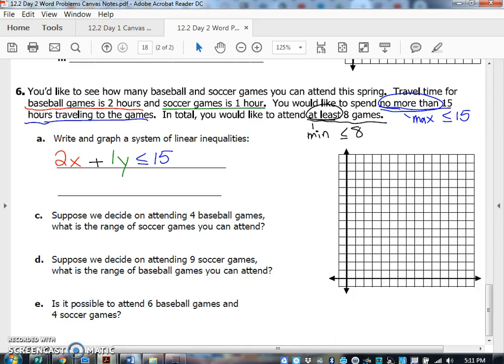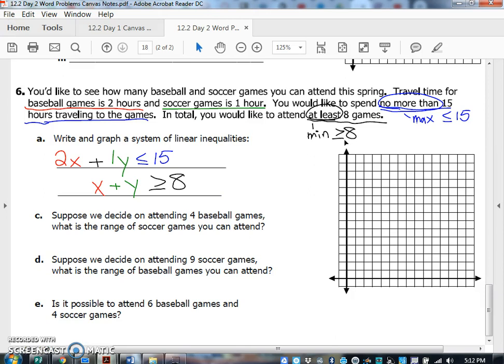In our other equation, we're going to add the total amount of soccer games and baseball games, and that has to be at least 8. So that gives me x plus y is greater than, sorry, I made a mistake here. That should be greater than or equal to 8 games. At least is a minimum, has to be greater.